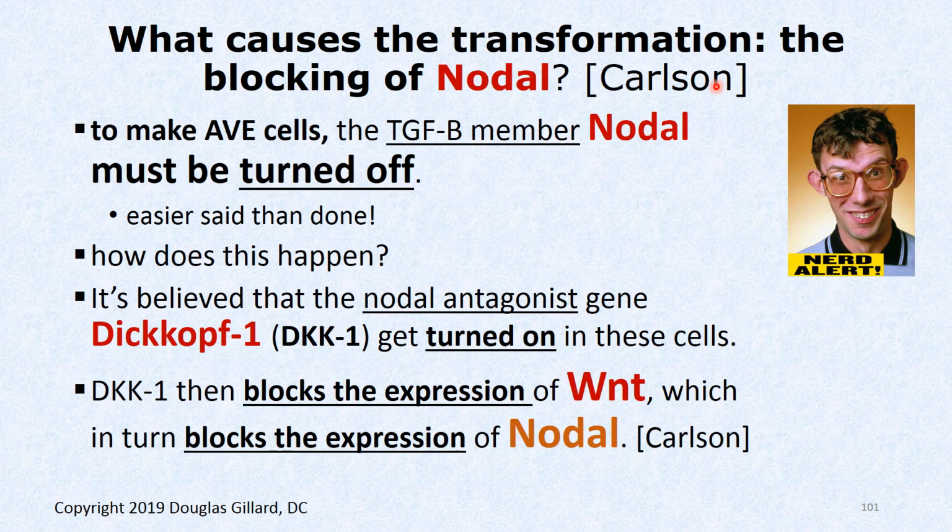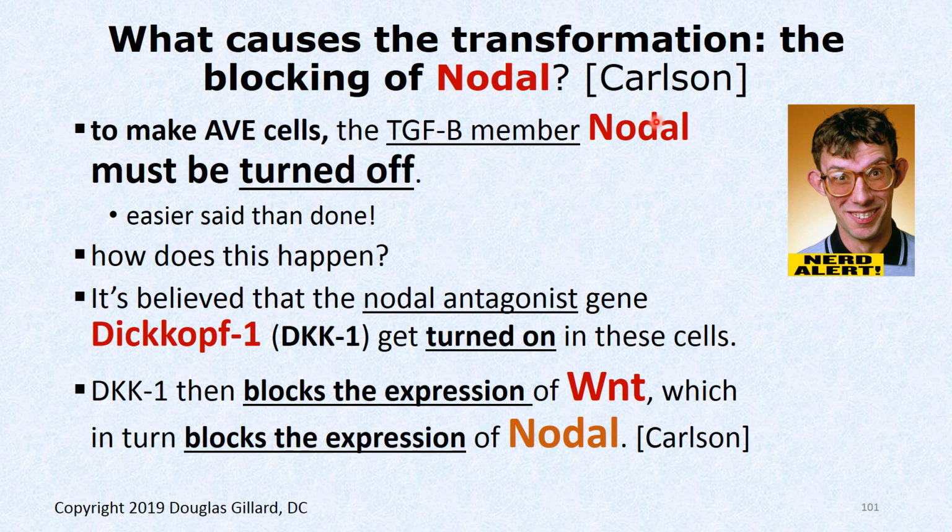Okay, what causes the transformation? Remember, they're secreting nodal. You're going to block nodal, and that's what we're going to do. So to make an AVE cell, nodal must be turned off. Nodal, by the way, is a TGF beta, transforming growth factor beta family. It's very important, we'll talk about this a lot as we go through this course I'm putting together. So you've got to turn that off.